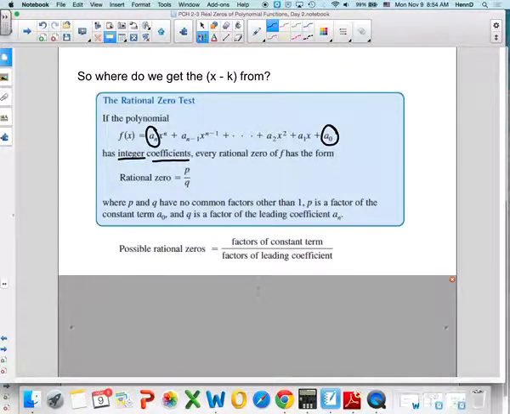So, to summarize this, your possible rational zeros are going to be made up of a fraction, using factors of the constant term over factors of the leading coefficient. Okay?